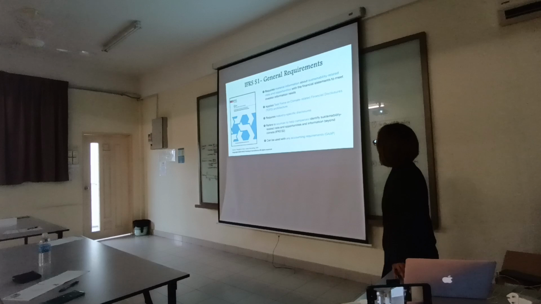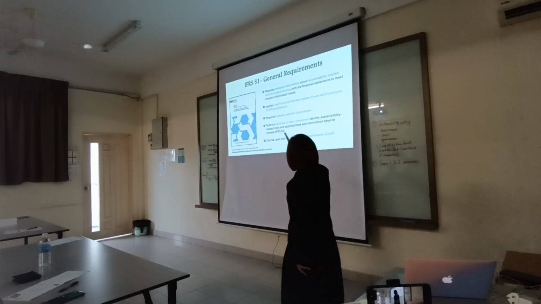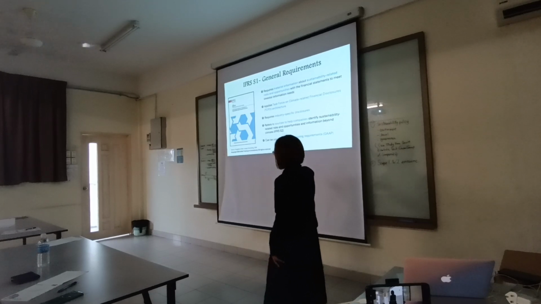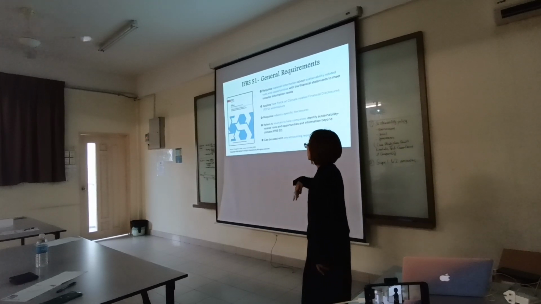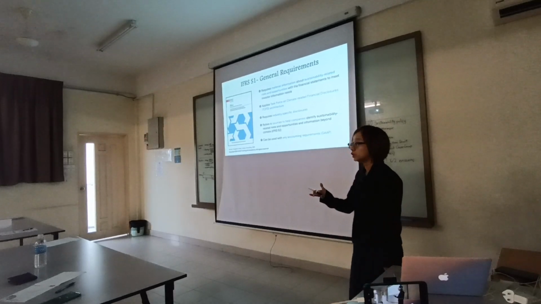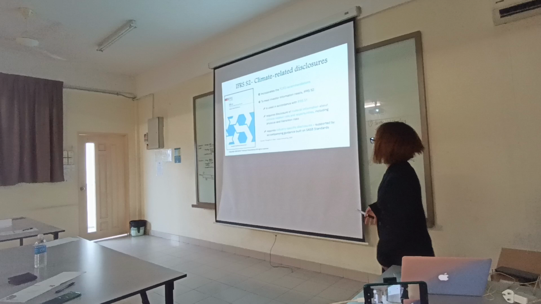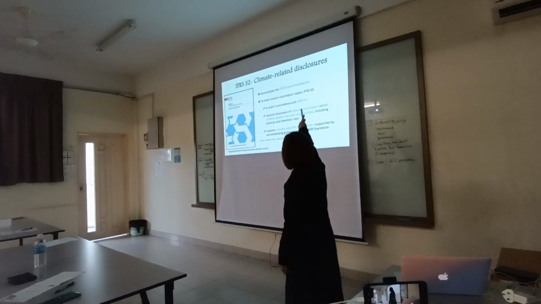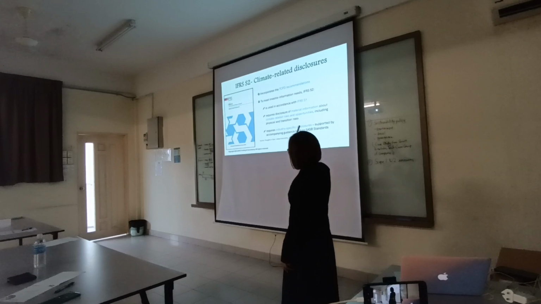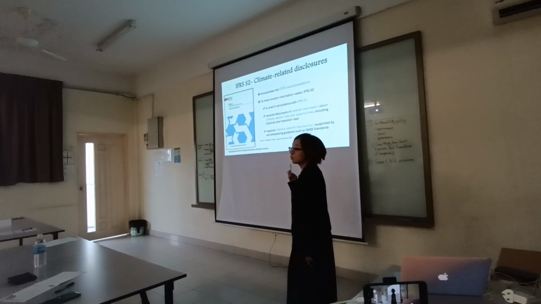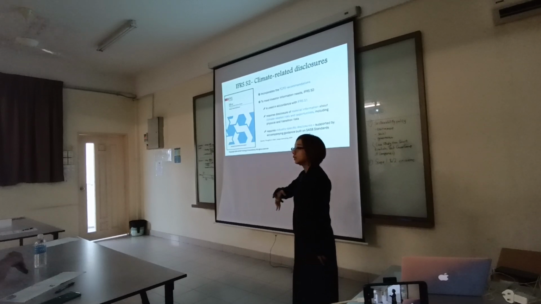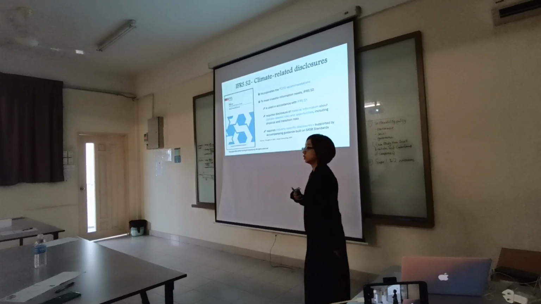So basically, IFRS S1 is about the Task Force on Climate-Related Financial Disclosures, which I shared earlier. It is about climate-related risks and opportunities, and about Scope 1 to 3 emissions. And IFRS S2 is also related to TCFD, but this one has industry-specific disclosure. That means you have to relate to your industry, like plantation or agriculture, for instance.